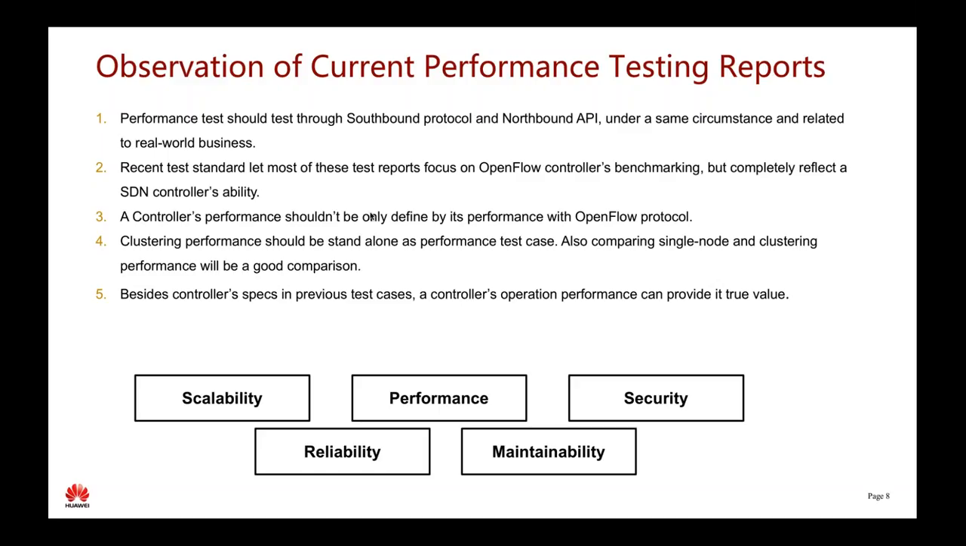Another part is that we want to see if there are more testing cases we can try in the operation part, like WAN and data center networks and this kind of thing. So it might have more ability to prove the SDN controller's reality and true value. And then you can see from this, five is the major category of what you're testing. Later I will present that.